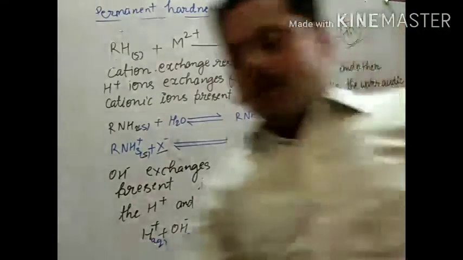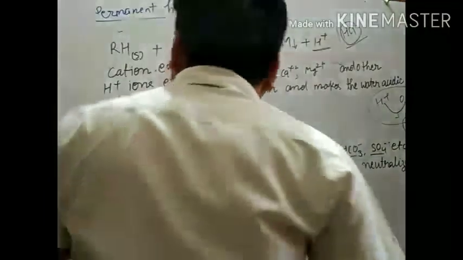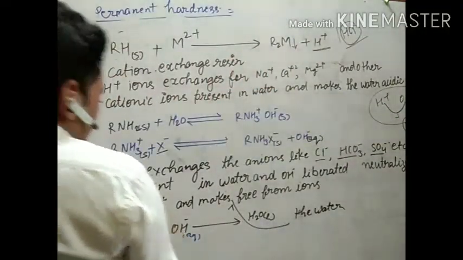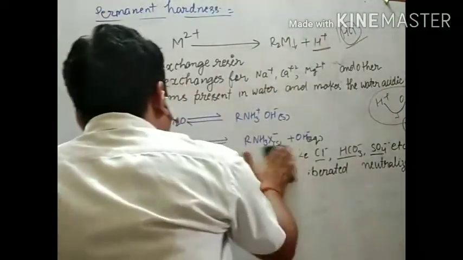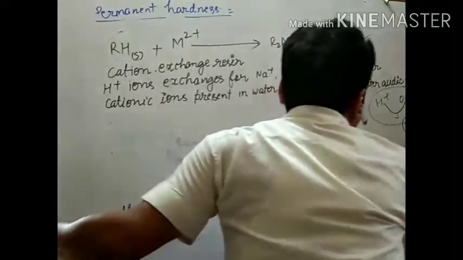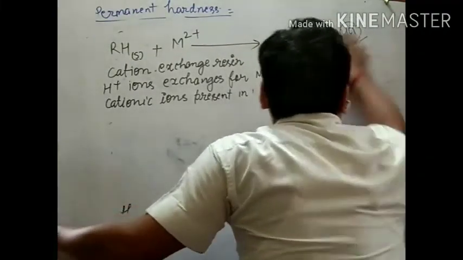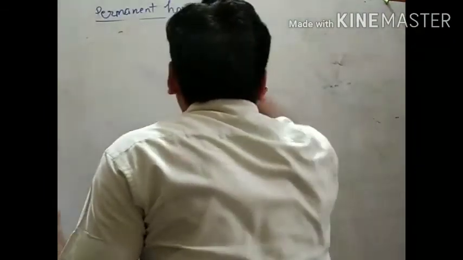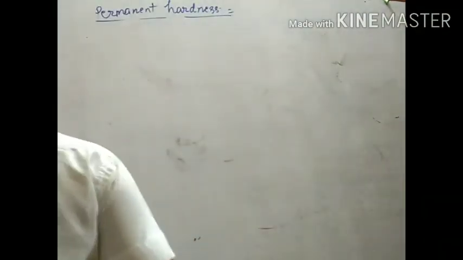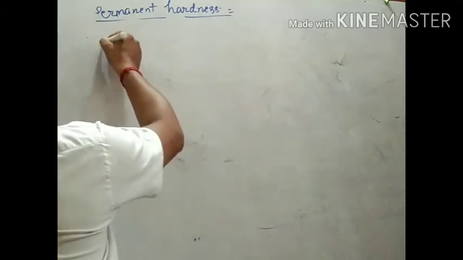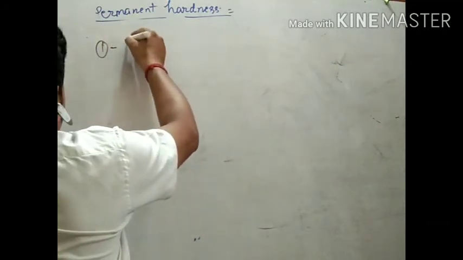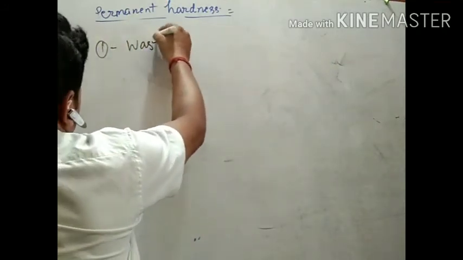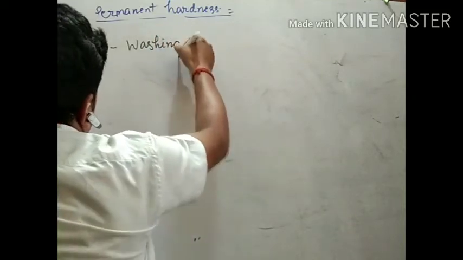So how many methods have we discussed? We discussed 4 methods to remove permanent hardness. So what are the 4 methods? Let us summarize them. First method, what was that? Washing soda method.